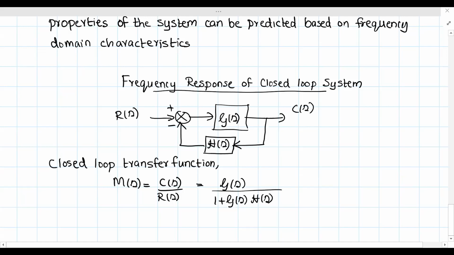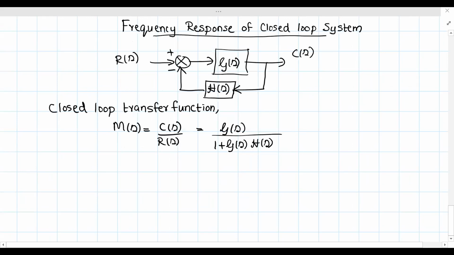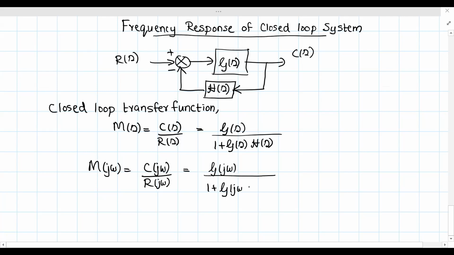Okay, so we want to obtain the frequency response. So what's the next step? We have to obtain the corresponding sinusoidal transfer function. Sinusoidal transfer function means you replace s with j omega in the transfer function, and the resultant thing will be the sinusoidal transfer function. So I will get M(j omega) as C(j omega) divided by R(j omega). Okay, and that will be nothing but G(j omega) divided by 1 plus G(j omega) into H(j omega).